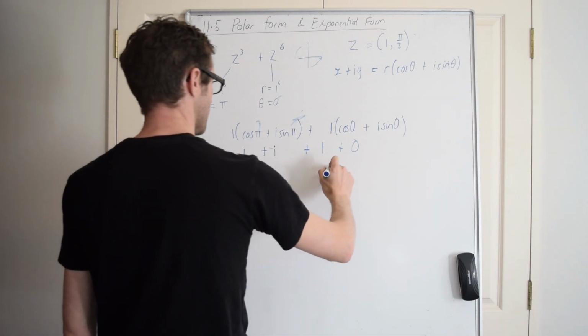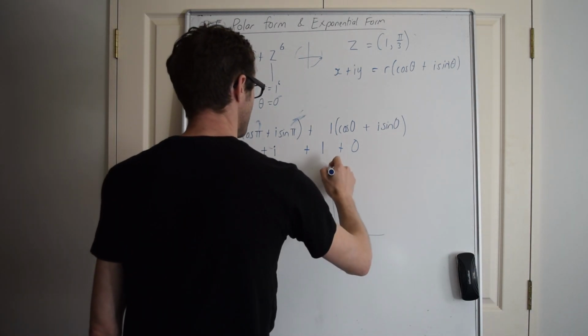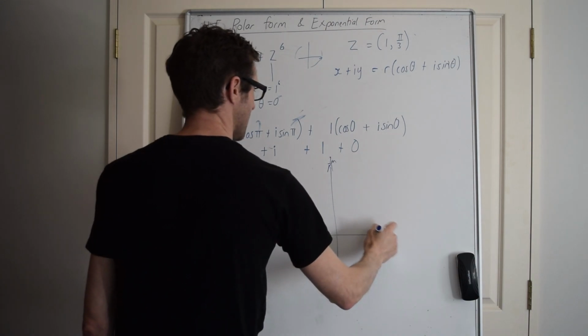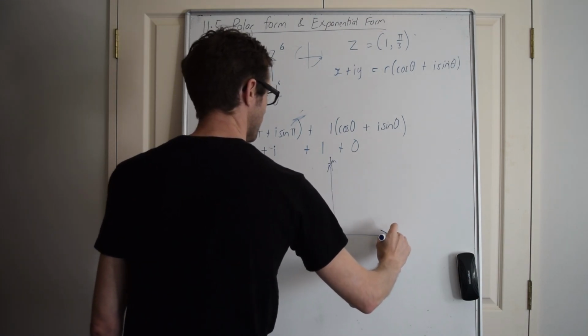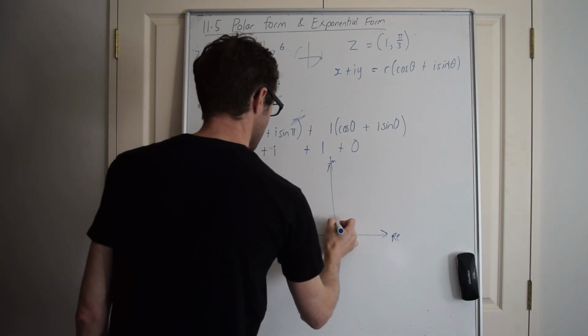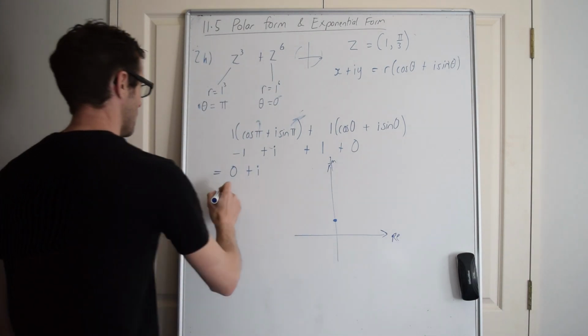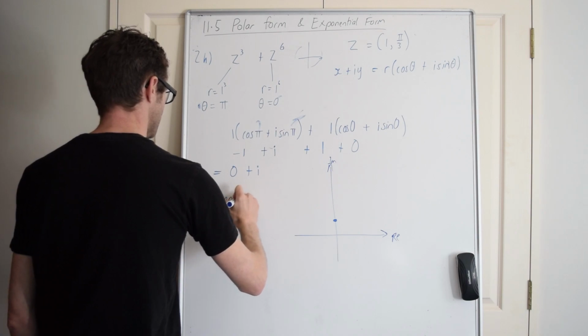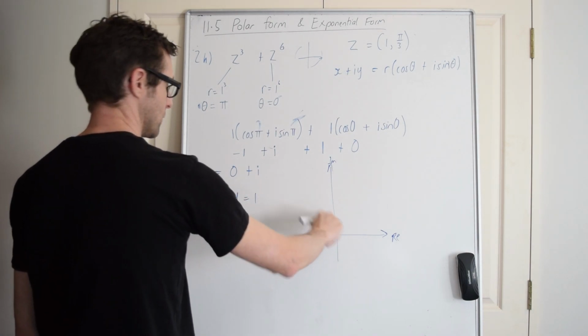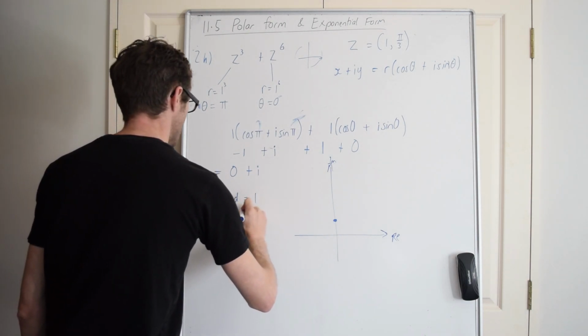Now if we were to look at this graphically, here's our imaginary axis, here's our real axis, we've got a point here. So what is the modulus? Modulus equals 1, because its length is 1. And the argument is going to be undefined.